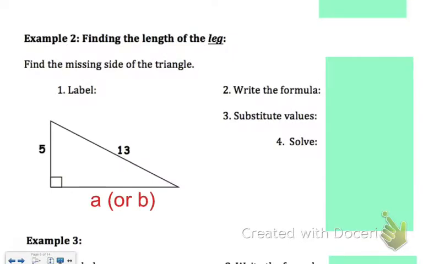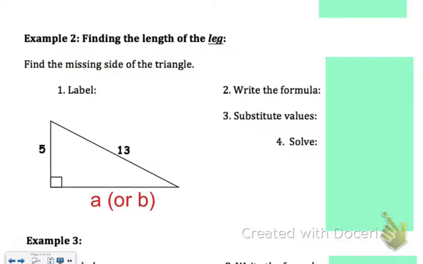In this next example, we're going to be finding the length of a leg given one of the two legs and the hypotenuse. So in this example, first thing we'll do is label the missing side. So in A squared plus B squared equals C squared, C is our hypotenuse, and if you look across from the right angle, we're given the hypotenuse already. So we need to know that we're solving for A or for B, one of the two legs. So the first thing we'll do is label.